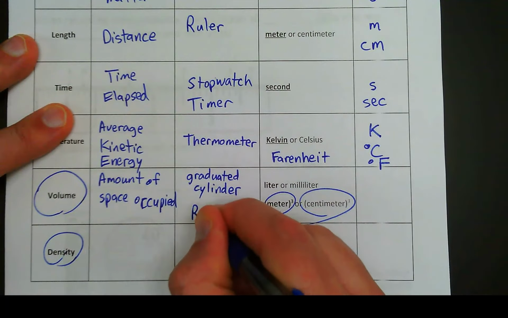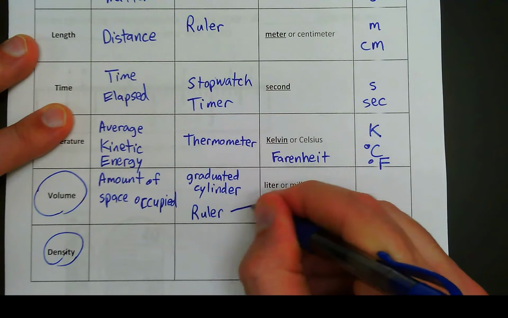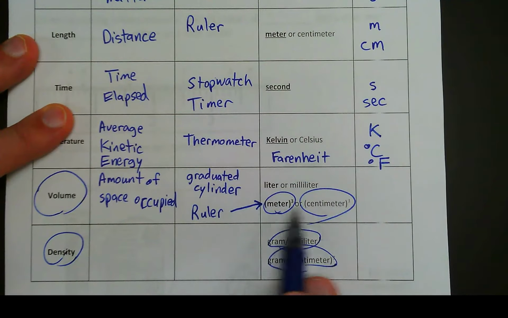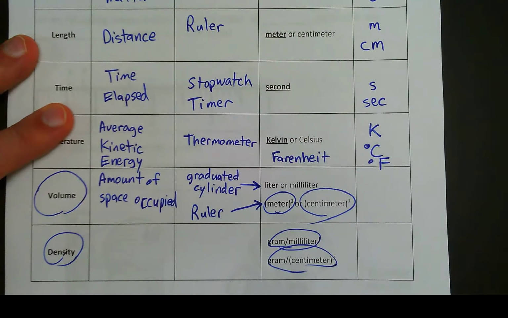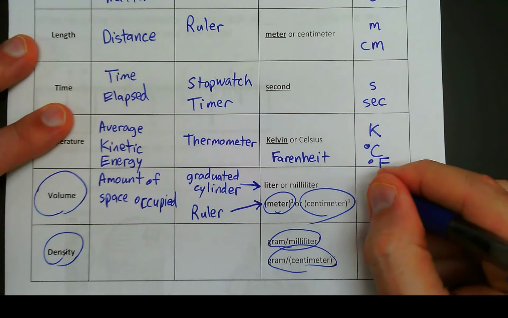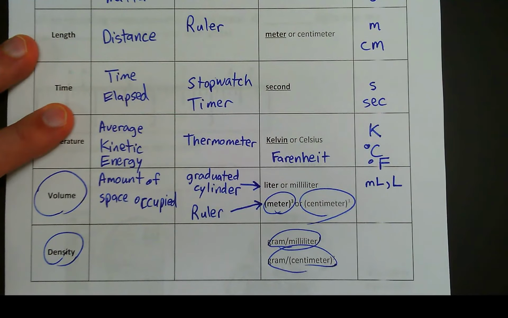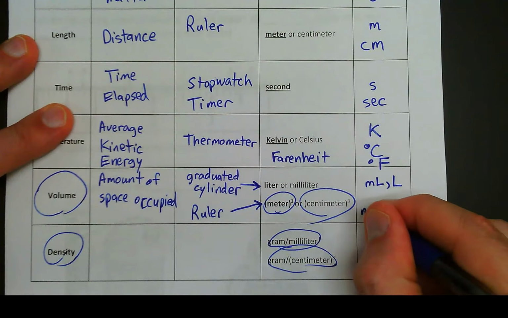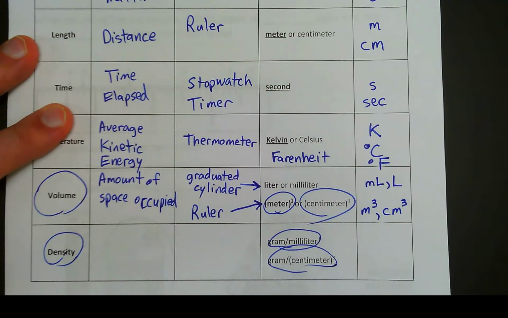You could also use a ruler if you wanted to do length times width times height. If you use a ruler, it's going to give you meters cubed or centimeters cubed. If you use a graduated cylinder, it's going to give you like liters or milliliters. And liters and milliliters are abbreviated like this. And then meters cubed and centimeters cubed would just be like so. Okay, so again, these two are derived units.